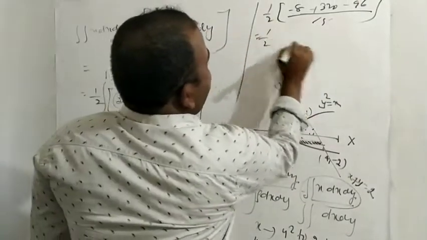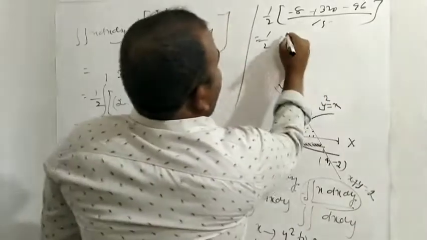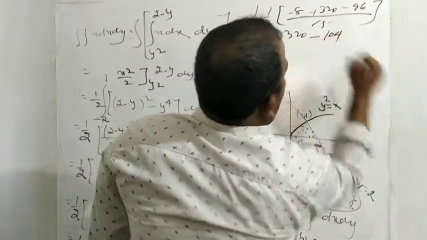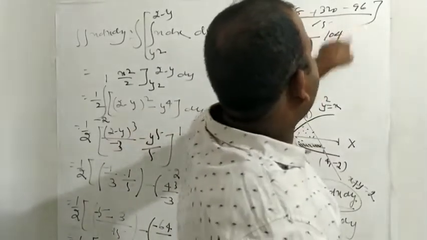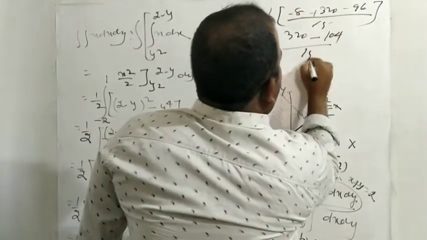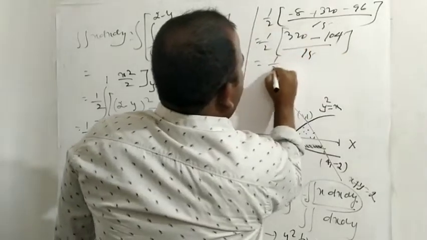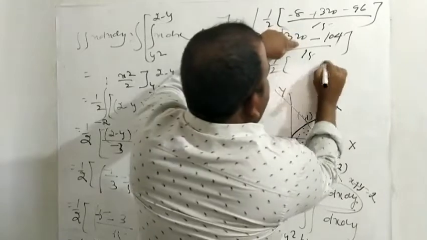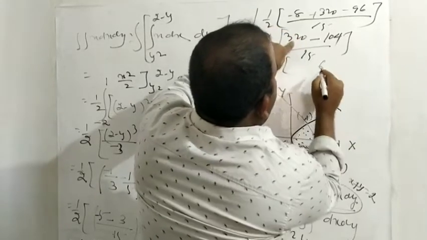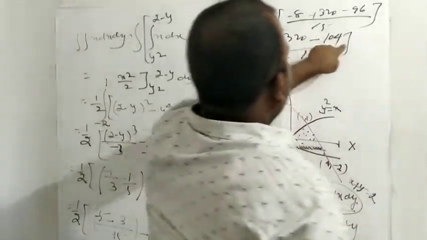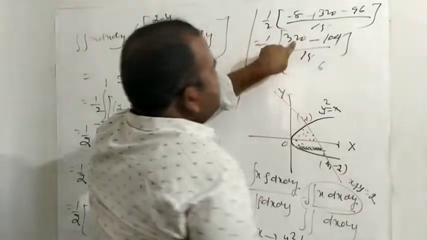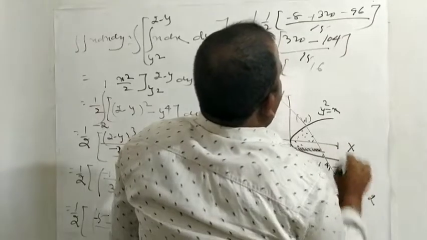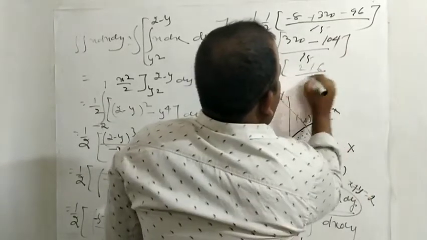So this is 1 by 2. This is 320, and this is 104, 86, 40, 9, 10 upon 150. So this is 1 by 2, and this is 10 4 6. This is 8. 10 4. This is 1. This is 1, and this is 3. Minus 216 upon 50.